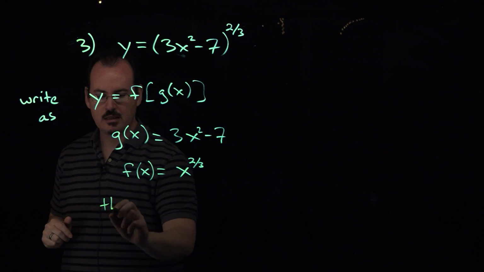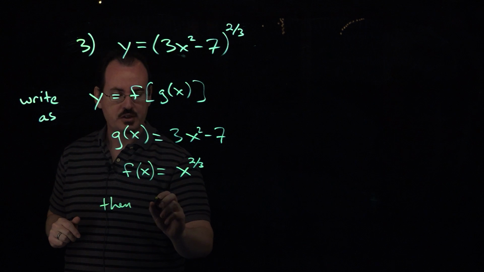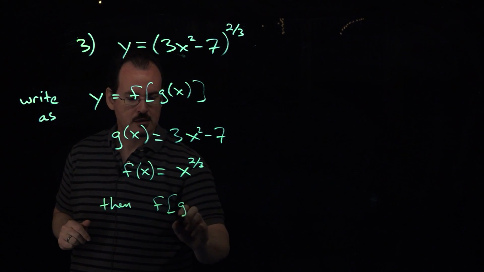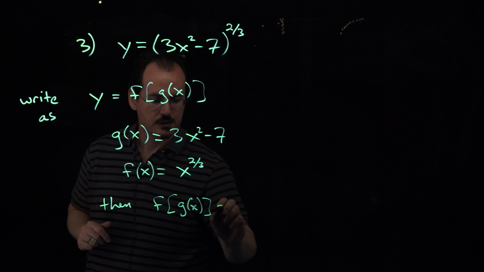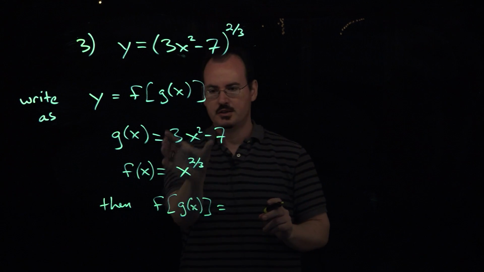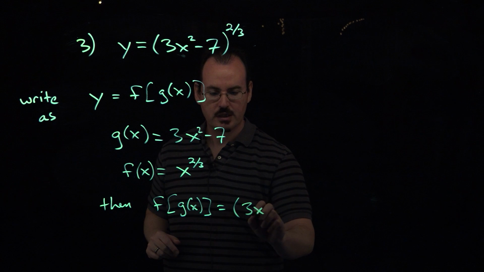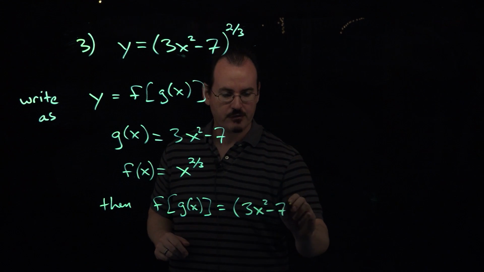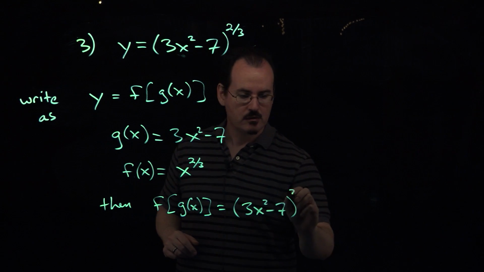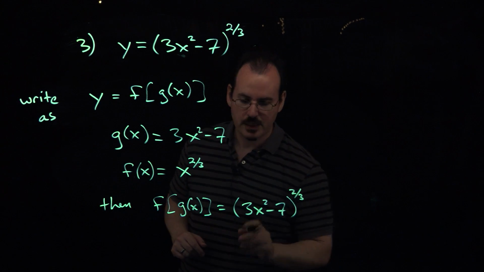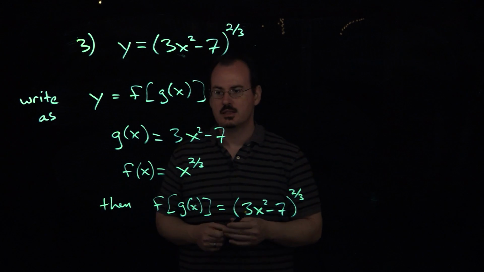So then f of g of x is equal to, again, I take the g function and insert it into the f one, so I get 3x squared minus 7, that's the inner function, raised to the power of 2/3, and that 2/3 power is the outer function.